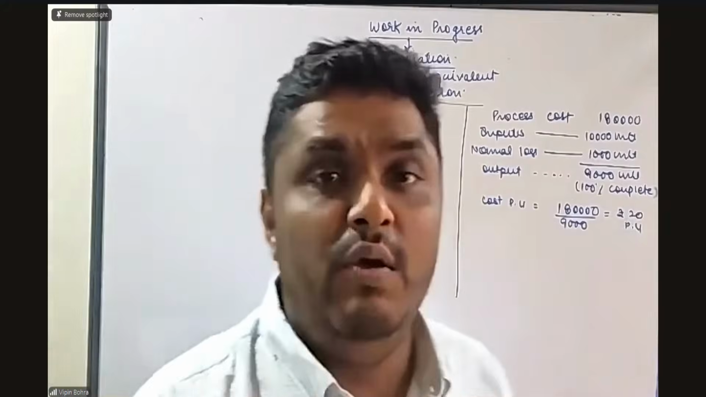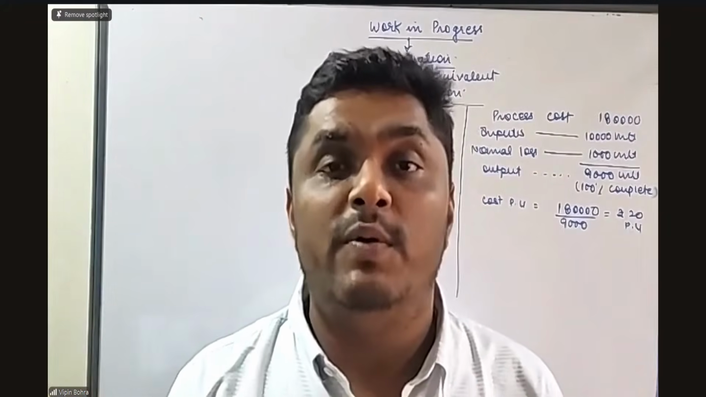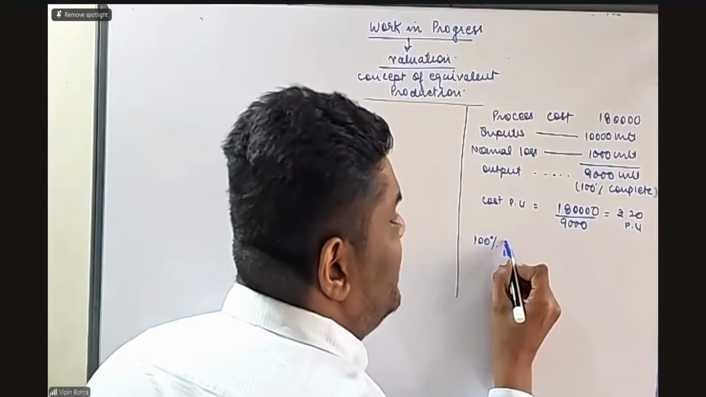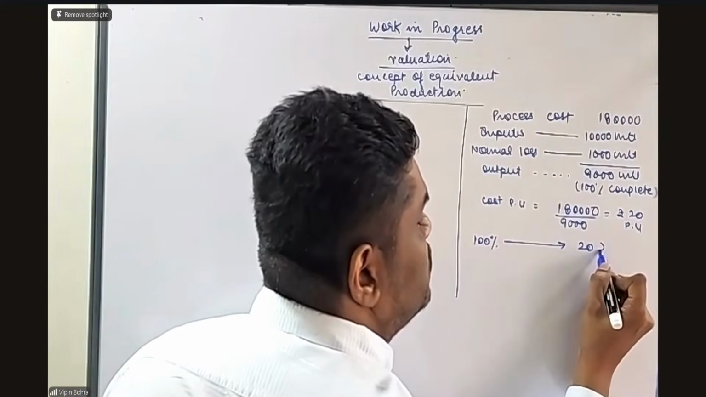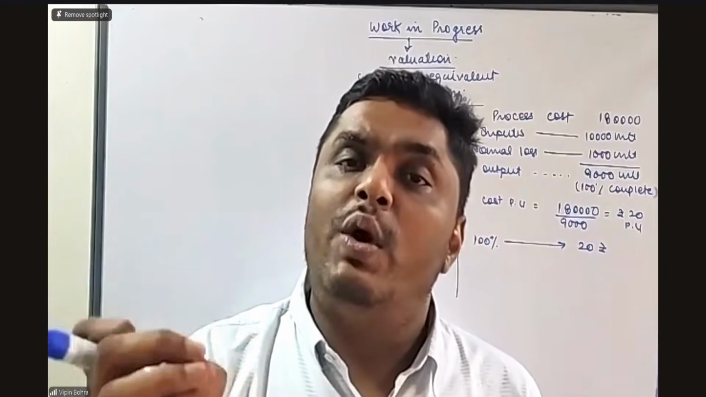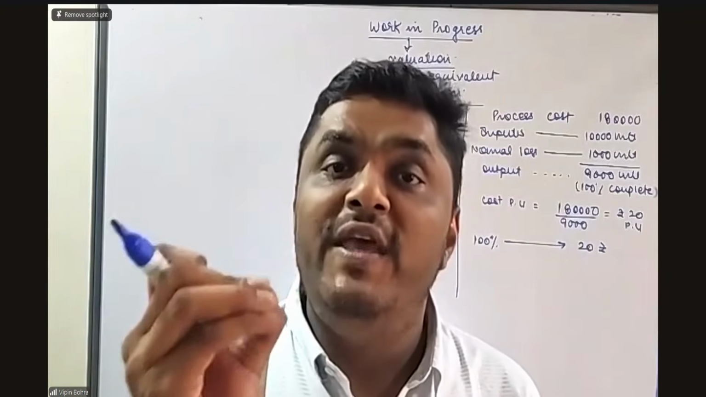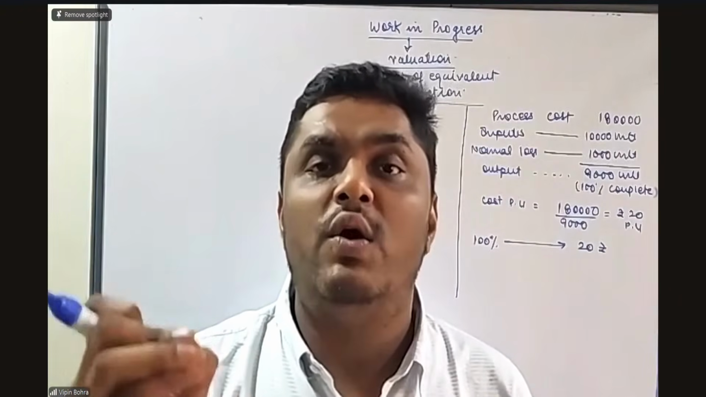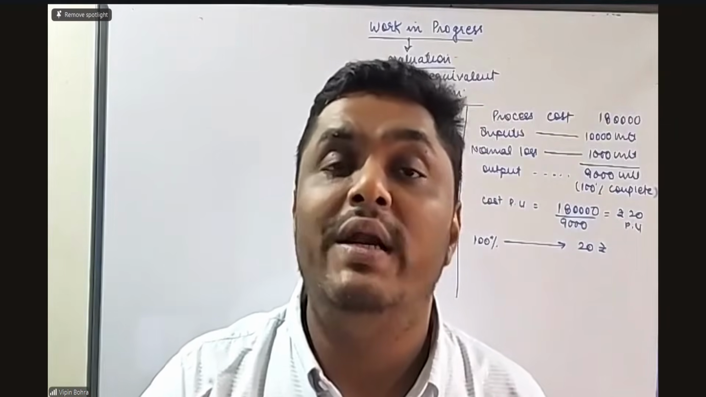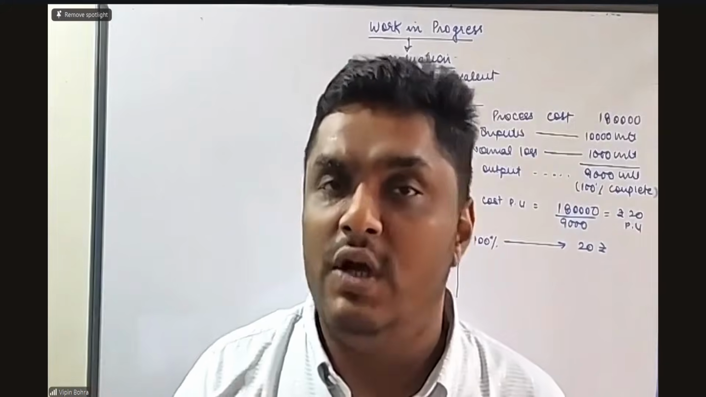This 20 per unit is what? The cost of the units that are 100% processed. So when talking about the cost of the units that are 100% processed, the cost is how much? Rupees 20 per unit. Now, if we are able to calculate the cost of the units that are 100% processed, we can easily calculate the cost of the units that are semi-processed or half-processed or unprocessed.